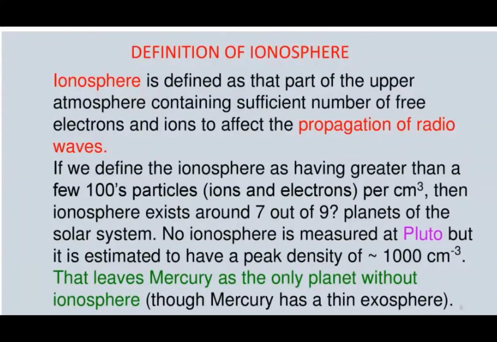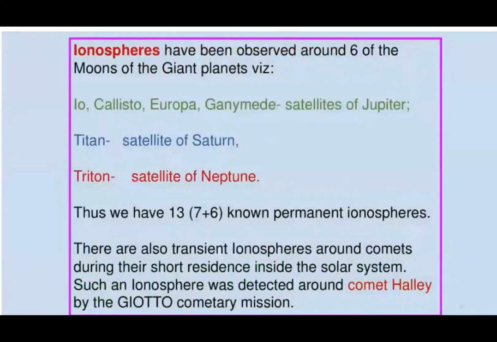I put a question mark at 9 because of the recent classification of Pluto as a small object or a dwarf object, and declassification from a planetary status. So yeah, that's not a point for us. But even in Pluto, electron density of the order of 1,000 per centimeter cube has been estimated, not really measured, but estimated. So that leaves only Mercury as the only planet without an ionosphere. So all other planets in the solar system have an ionosphere.